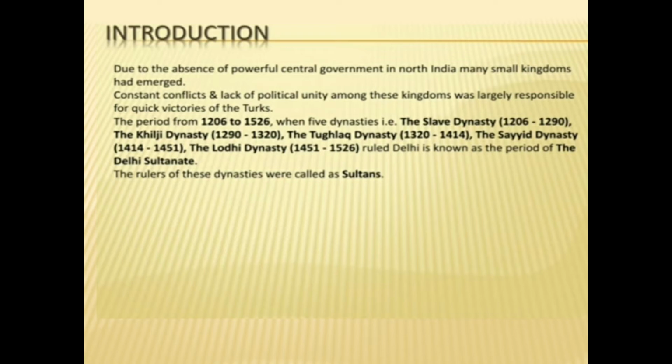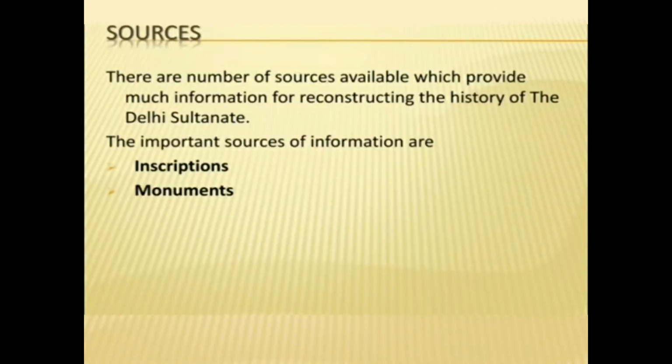Now, what are the sources that give us information about this particular sultanate? So, there are a number of sources. Important of them are the inscriptions and the monuments. So, we shall start with the Qutub Minar.